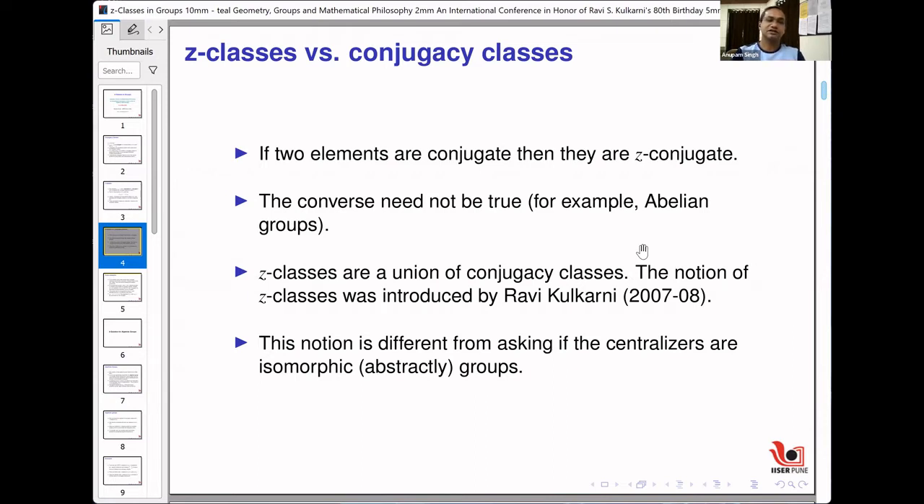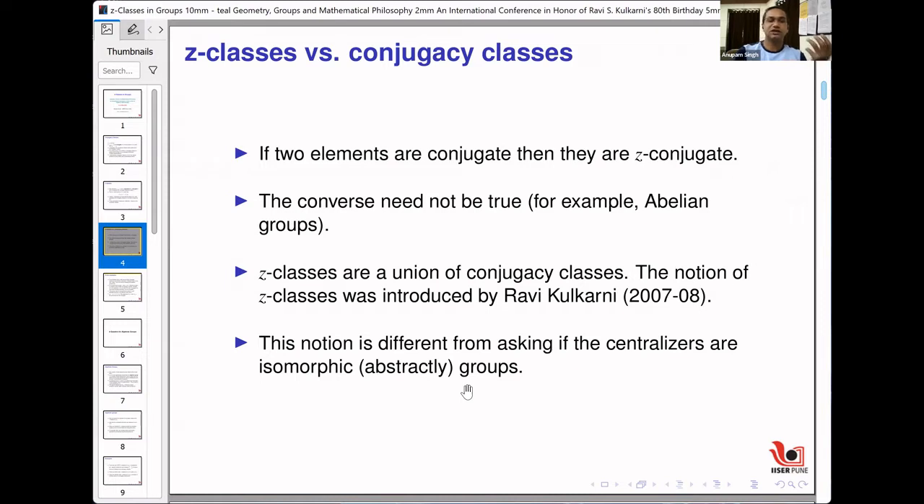The notion of Z classes was introduced, as I said, to many of us by Ravi Kulkarni, and there are a couple of papers in 2007-8 where he talks about this for GL and so on. This notion is different from asking if the centralizers are isomorphic as abstract groups, and that could also give rise to equivalence classes, but that's not what we are talking about here.